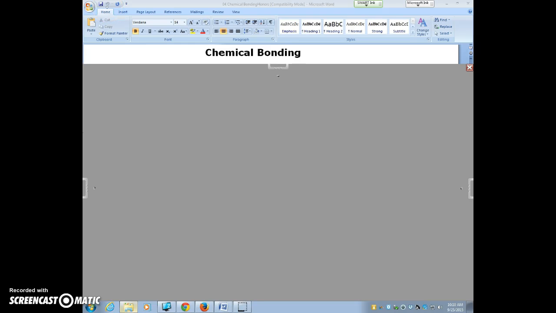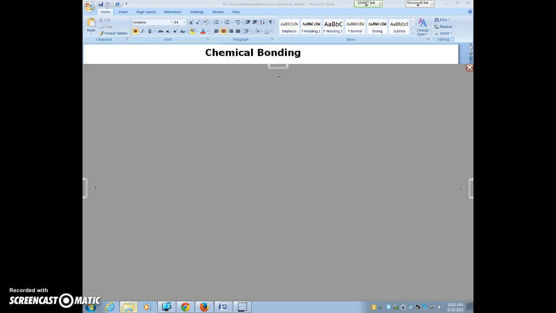Today we're going to start our topic on chemical bonding. First thing we want to address is, why do atoms bond? Well, the reason is to become more stable. It's the reason why certain atoms gain or lose electrons. It's also the reason why they bond. And if two atoms cannot become more stable while bonded together, they won't bond.